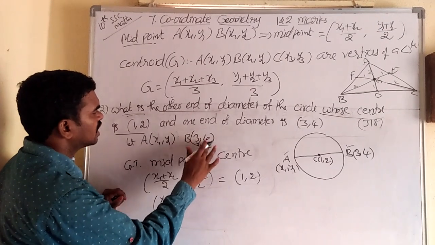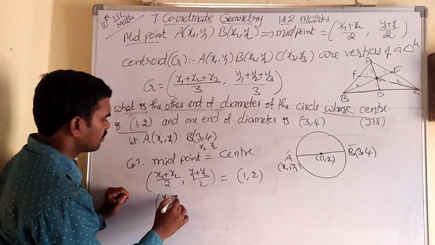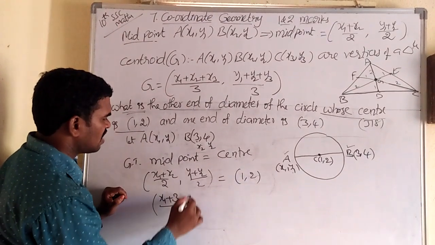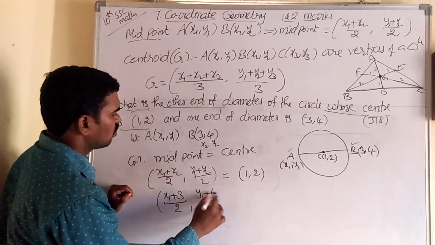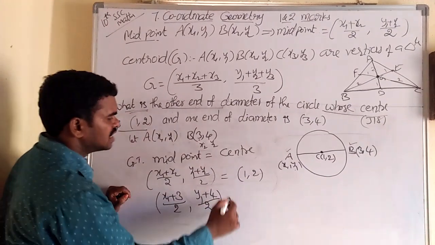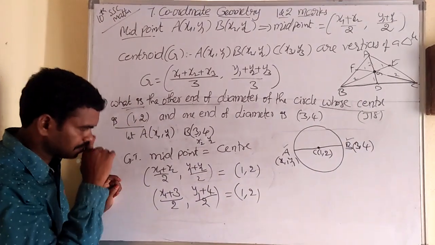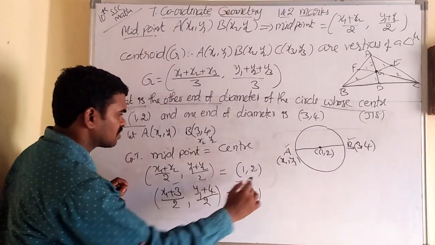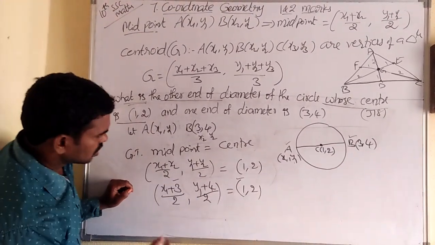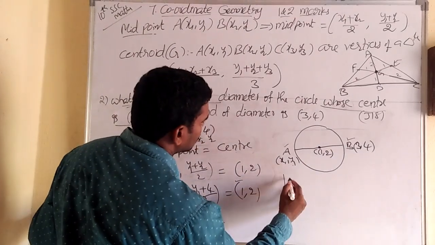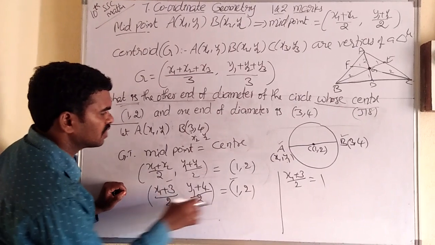So x2 is 3, y2 is 4. So (x1 + 3)/2 comma (y1 + 4)/2 is equal to (1, 2) as it is. So this is x1, y1. Compare the first two terms. First term: (x1 + 3)/2 is equal to 1.